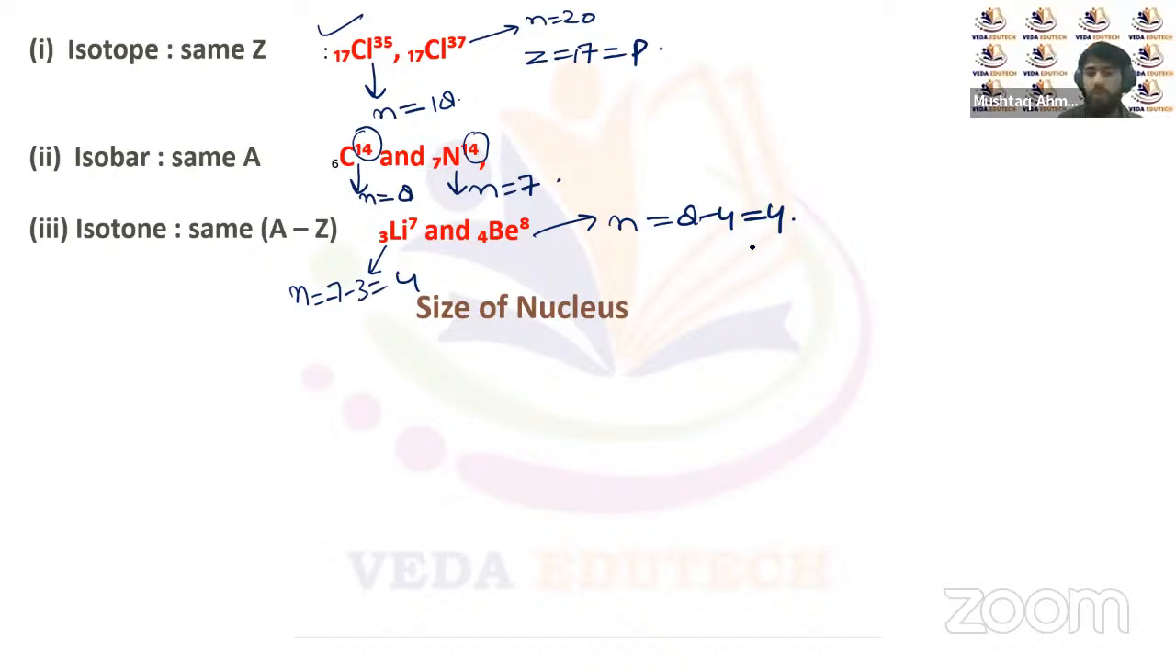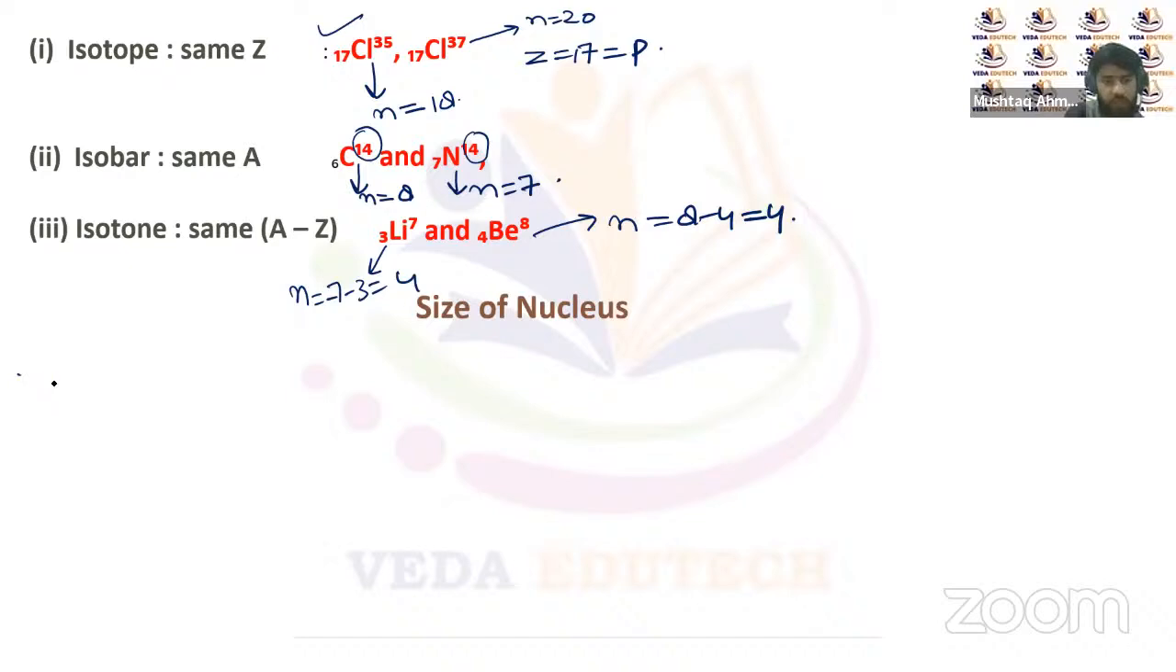Now let's talk about the size of the nucleus, right? We know that the size of the nucleus is generally of the order of femtometers. But what is the actual size of the nucleus? It depends upon the mass number as well. So as the number of nucleons increases in the nucleus, definitely the size of the nucleus will increase, right?